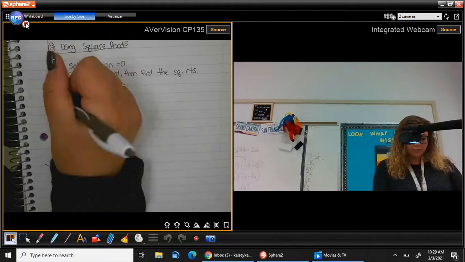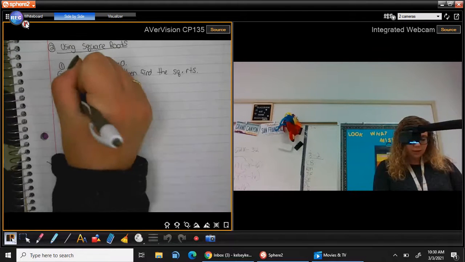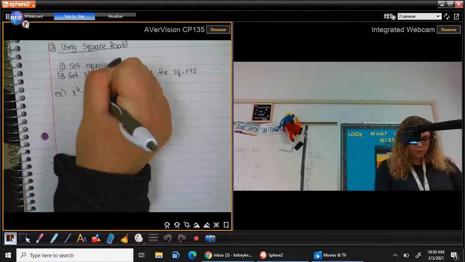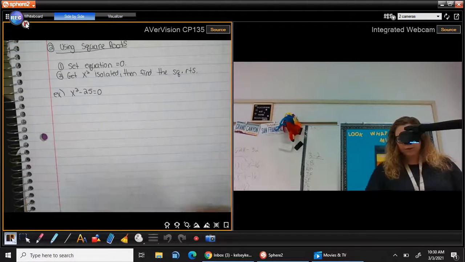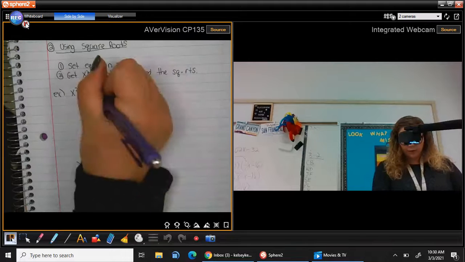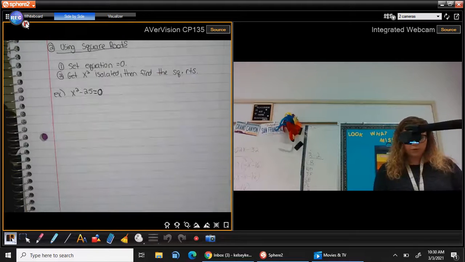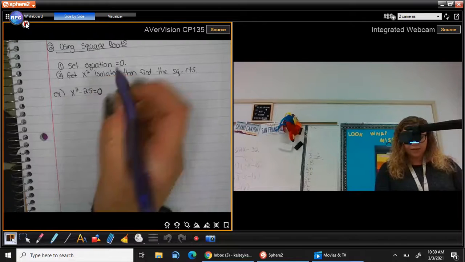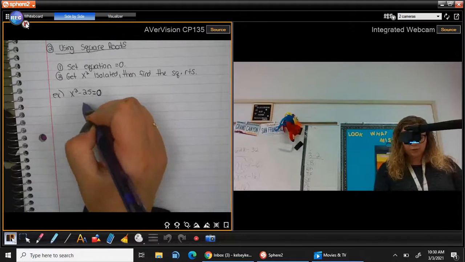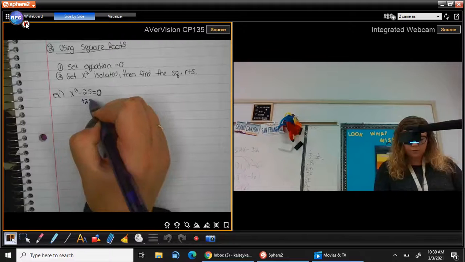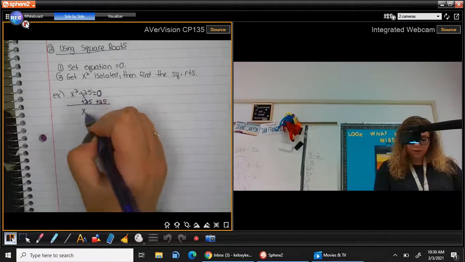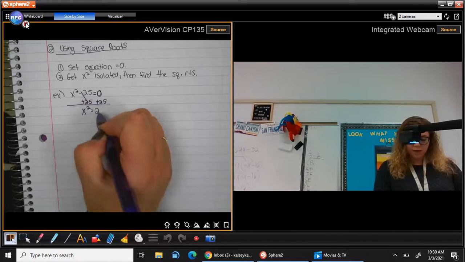So for example, x squared minus 25 equals 0. We're going to set it equal to 0 if it's not already. We're going to get x squared isolated. So this negative is standing in the way. I need to do the inverse, which is positive. So I have x squared, 0 plus 25 is 25.